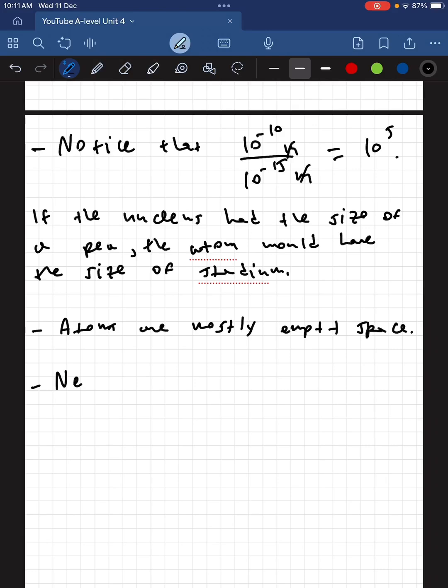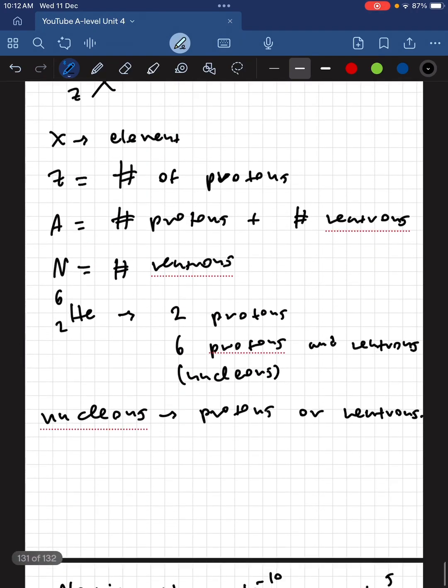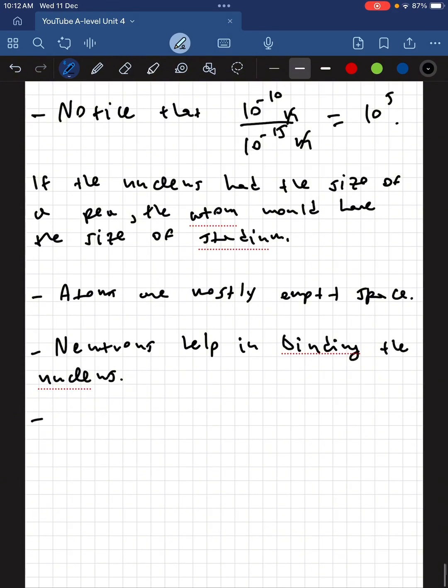Neutrons help in binding the nucleus. As we will see, if the nucleus was just protons, it was gonna explode, right? Because protons exert a repulsive force between them because they are positively charged. So what really keeps the nucleus from exploding? It's the strong force, okay?